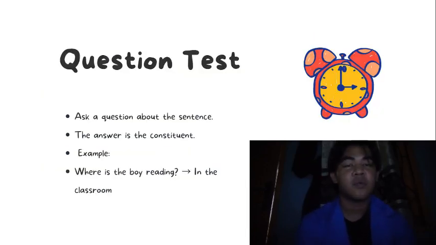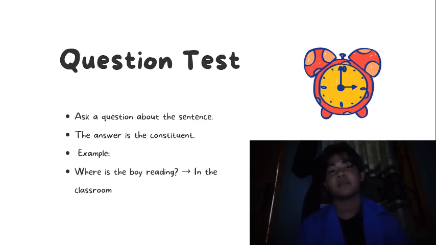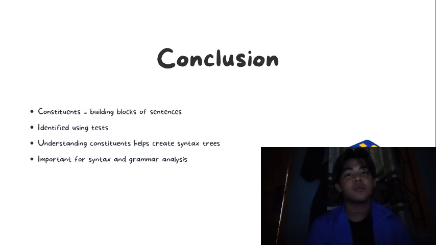The question test works by asking a question about the sentence. The answer you give forms a constituent. For example, if we ask where is the boy reading and the answer is in the classroom, then that entire phrase is a constituent. To conclude, constituency helps us understand how sentences are built. Constituents are the building blocks, and we can identify them using substitution, movement, and question tests. Understanding constituency also helps us create tree diagrams and analyze grammar more deeply.